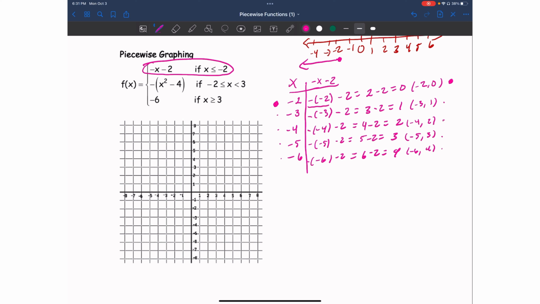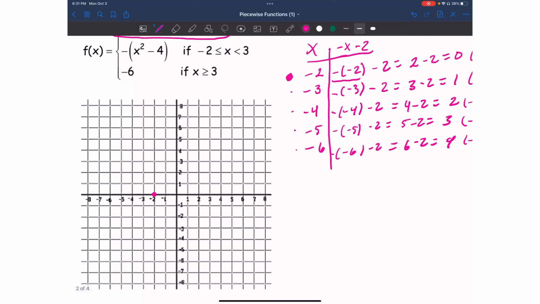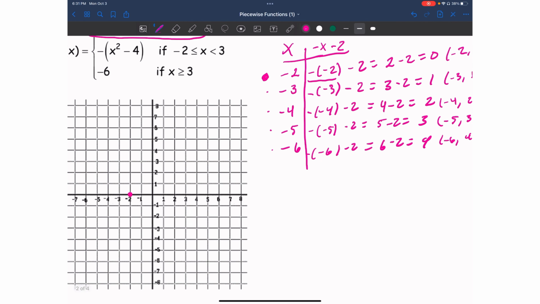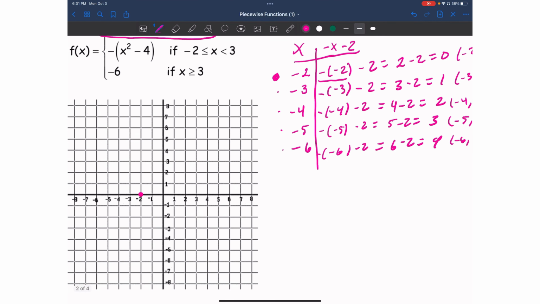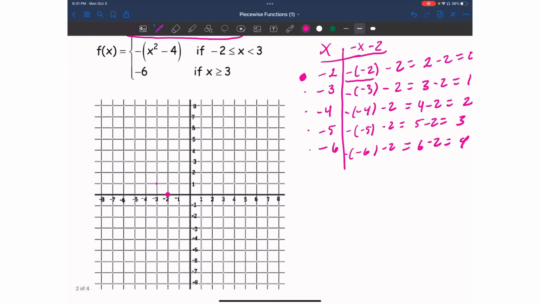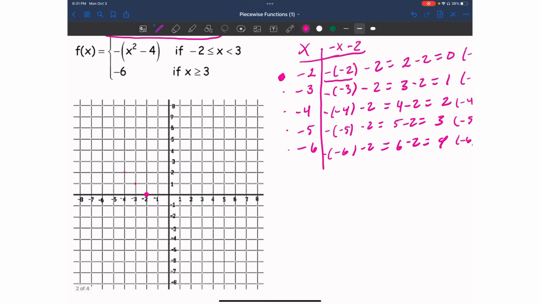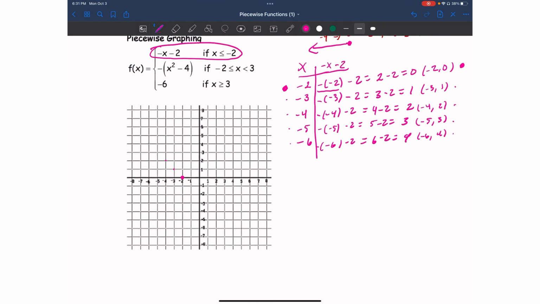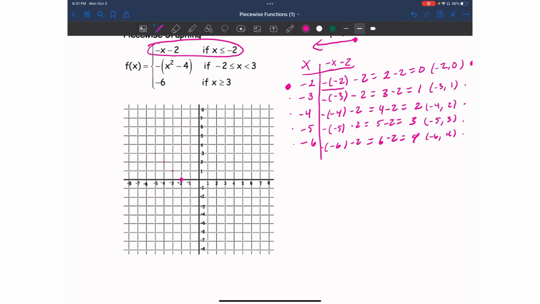So I'm going to go to -2, 0, and do a solid dot. The next number that I'm plotting is going to be -3, 1, just a dot. You can see it there in pink. The next one will be -4, 2. The next one will be -5, 3. And then the next one or last one will be -6, 4. After I create that, I'm going to connect those dots through connecting it to my first original dot, creating my first piece.